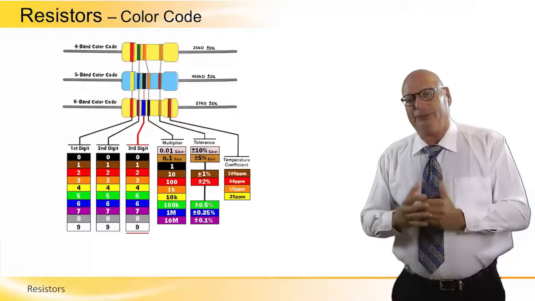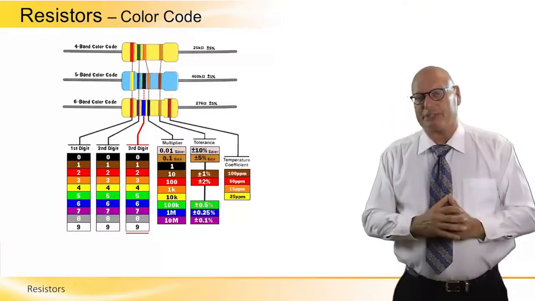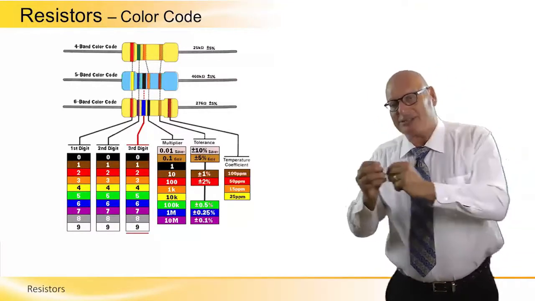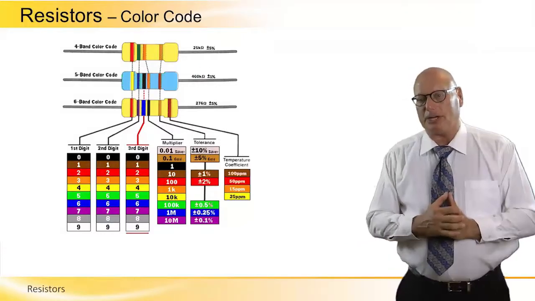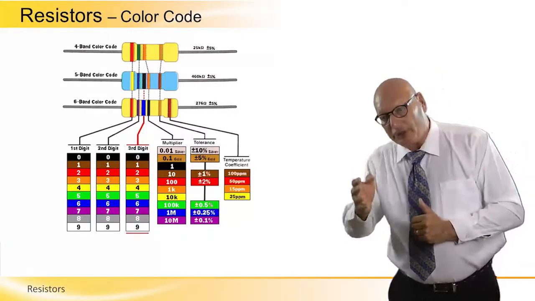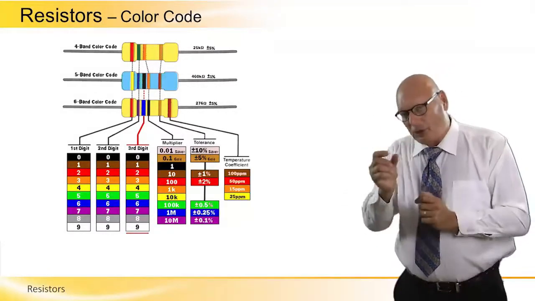Now, further away from it, in a 4-band color code, is the tolerance. And if it's gold, it will be 5% plus minus. If it's silver, it will be 10 plus minus 10%. And if it will be different colors, we can see the tolerances.